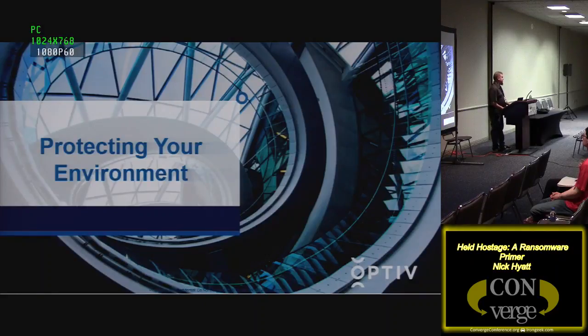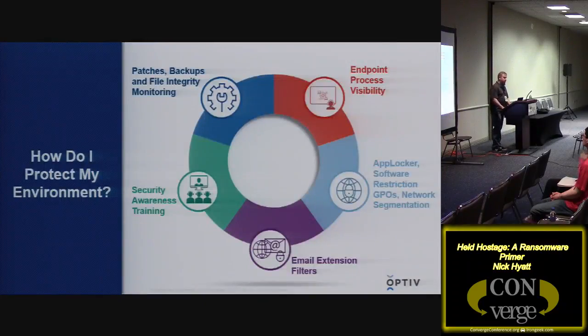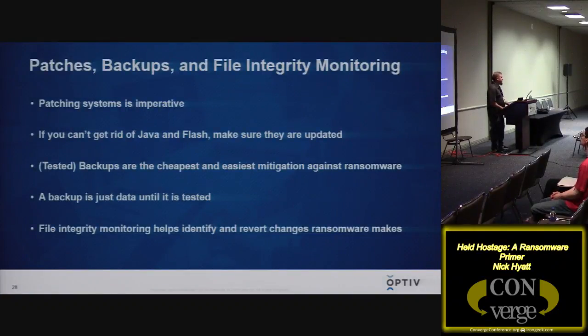So how do we protect against things like that? What we've come up with is kind of a conglomeration of items to help protect your environment. We're talking about patches, backups, file integrity monitoring, endpoint process visibility, security awareness training, email extension filters, and then AppLocker, software restriction GPOs, and network segmentation. These are not in any specific order. These are all of equal importance.